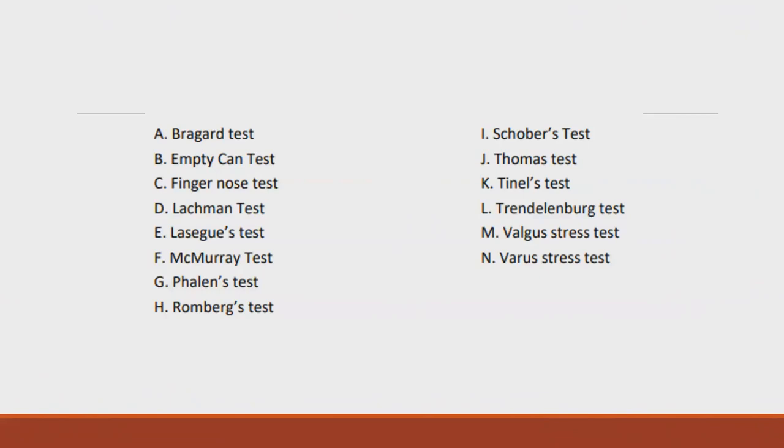Okay. Empty can? Yep, supraspinatus. Finger nose? Yep, cerebellar function. Lachman's? ACL, yep. McMurray's, we've talked about this, your menisci. Phalen's. Yep, Romberg's. Yep, Schober's. I didn't know about this until this year. It's for ankylosing spondylitis. It's basically when your lumbar vertebrae fuse together so you don't have that flexion and extension and it's just fixed. Okay, anyways. Thomas?